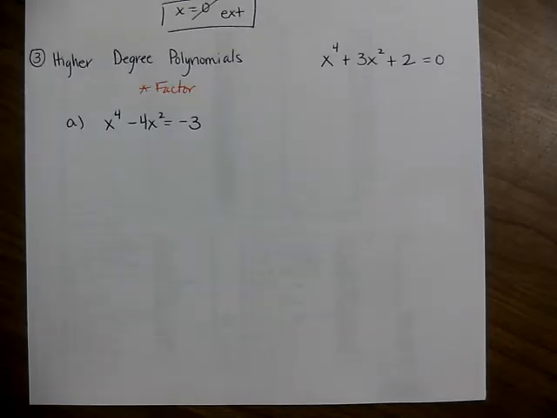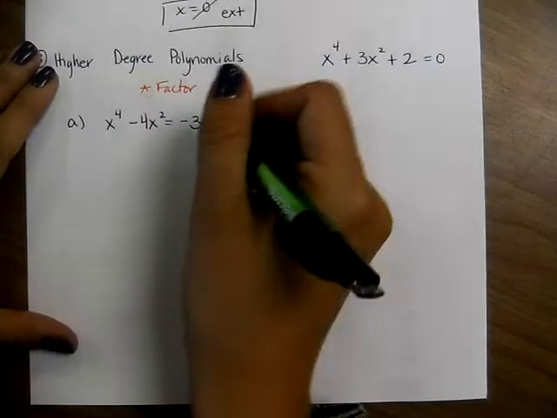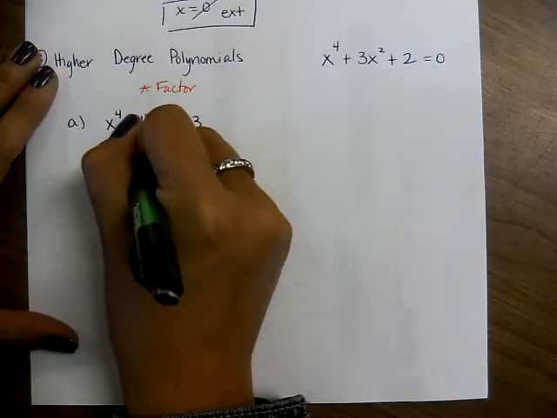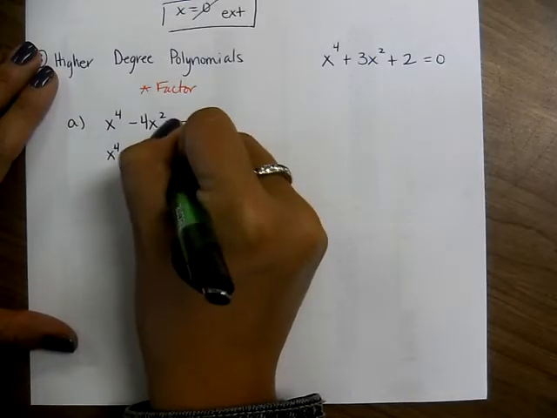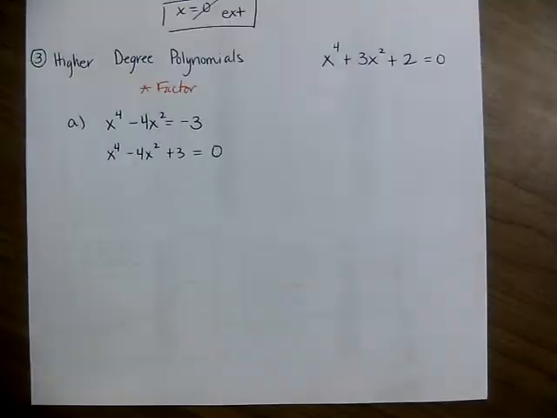Anytime you have something with a higher degree, you want to bring everything to one side, right? In order to factor this, it's got to all be equal to 0. So I'm going to pull that 3 over. And I don't know what it is about that 4th degree, but it really makes students nervous, okay? So here's what I want you to do.